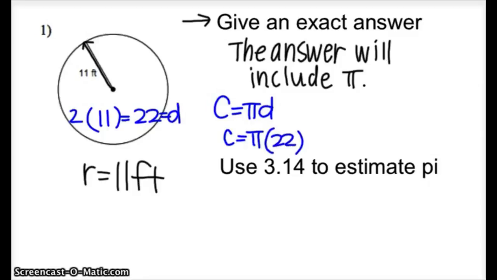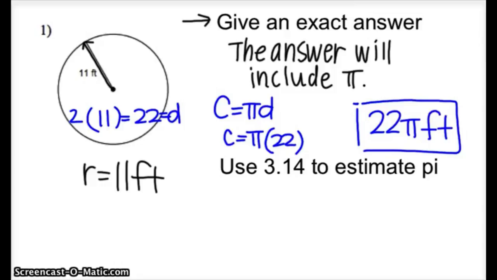So giving an exact answer, my exact answer is 22 times pi. And because pi is an irrational number, I'm going to leave it written as its symbol. So my final answer is going to be 22 pi. And then I need my units of feet. My units of feet are not squared because it's a distance, it's not an area. So this is my final answer, 22 pi.